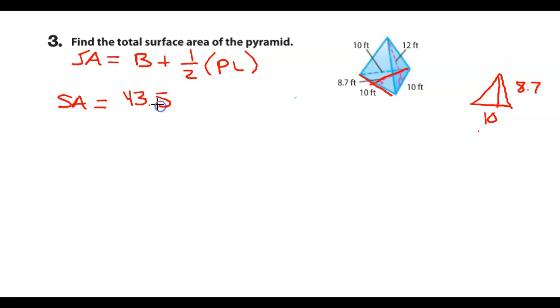43.5. And again, that's 10 times 8.7 divided by 2. So then we're going to go ahead and do 1/2 of the perimeter. Now let's take care of the perimeter. It's 10 and 10 and 10. So the perimeter is going to be 30.